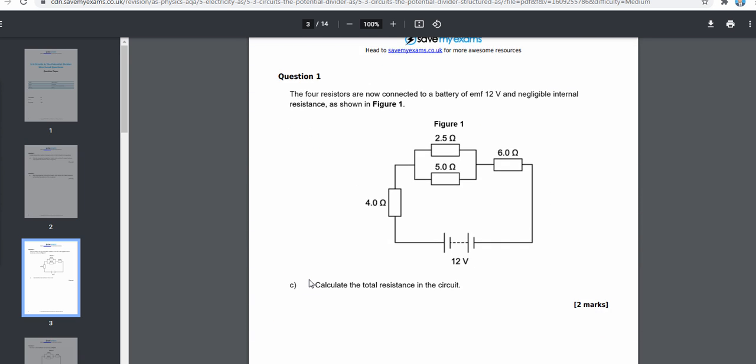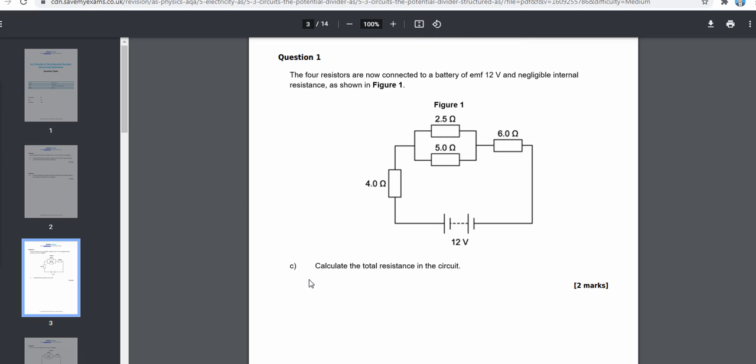That was B. And now, it says the four resistors are now connected to a battery of EMF 12 volts and negligible internal resistance. So there's no internal resistance of the battery, and so we'll take the potential difference equal to the EMF, that is 12 volts. Now we have to find out the total resistance in the circuit. So we see that this resistor, this whole combination, and this resistor, they're attached in series. So what I'll do is I'll find out the equivalent of these two parallel resistors, and then I'll add up all of them in series.